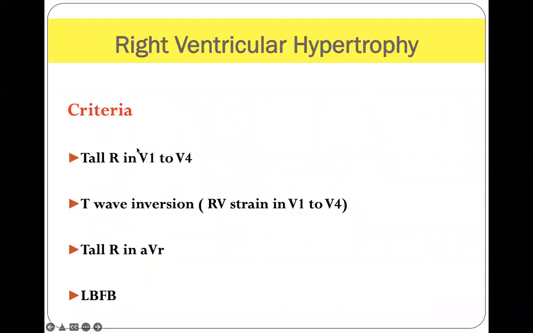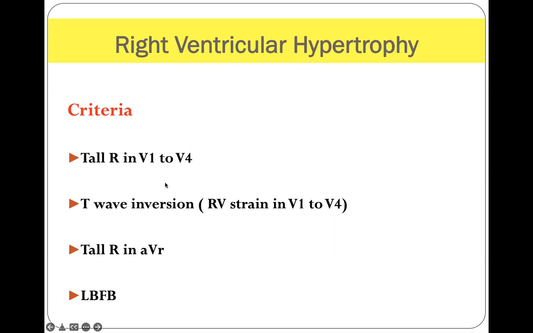Okay, let's see it. So you'll find a tall R in V1 and V2. And in any ventricular hypertrophy, you'll find a strain. As you know, when ventricular hypertrophy occurs, it causes amplification of the depolarization and also amplification of repolarization, affecting the ST segment, causing what we call strain. There is a left ventricular hypertrophy strain and a right ventricular hypertrophy strain. And this part will be discussed when we discuss the T wave and ST segment.